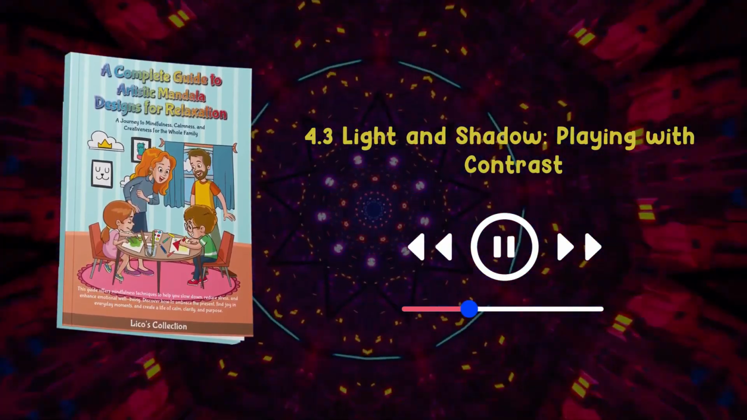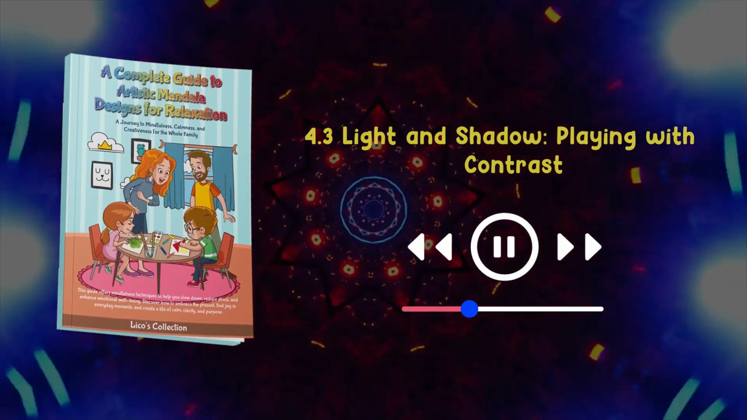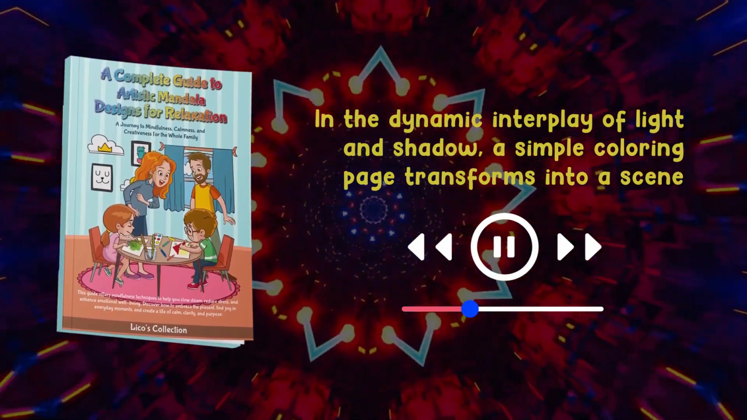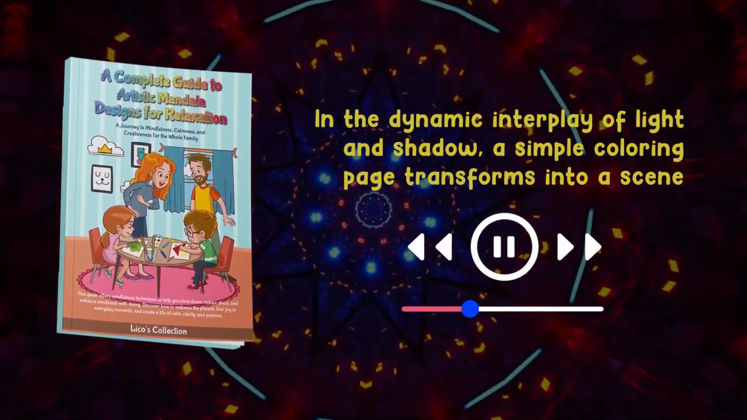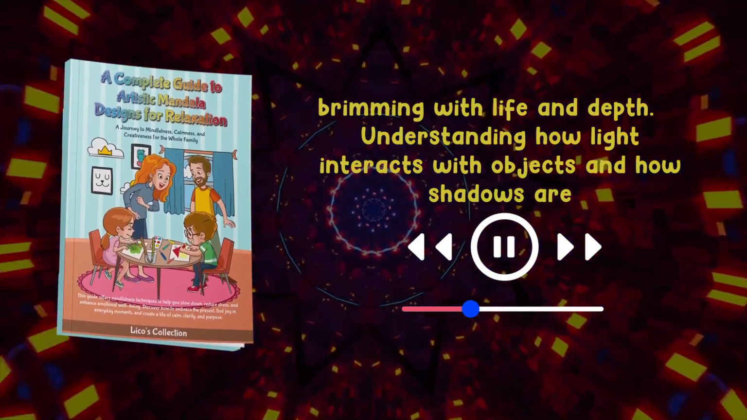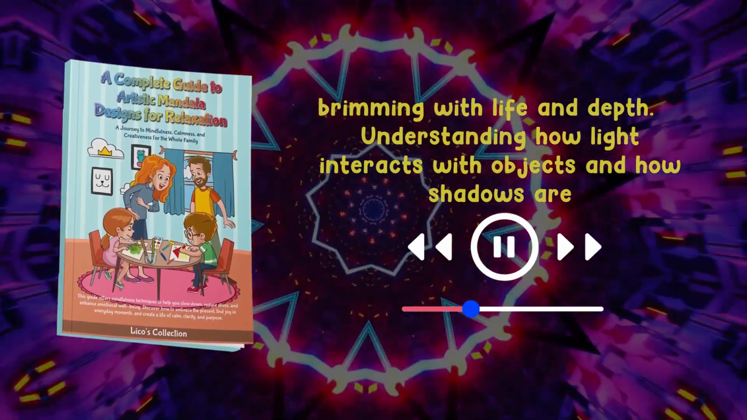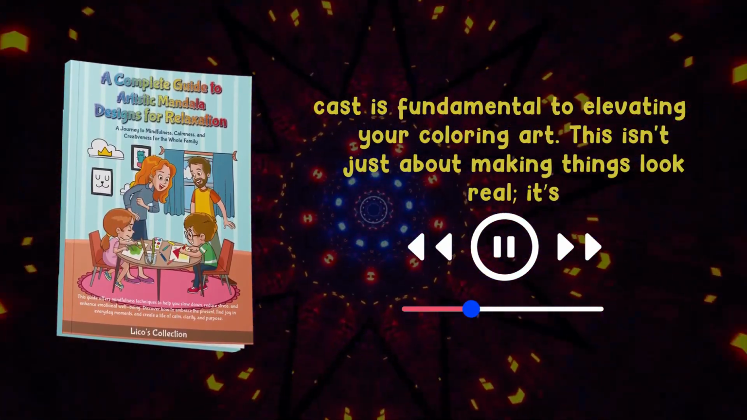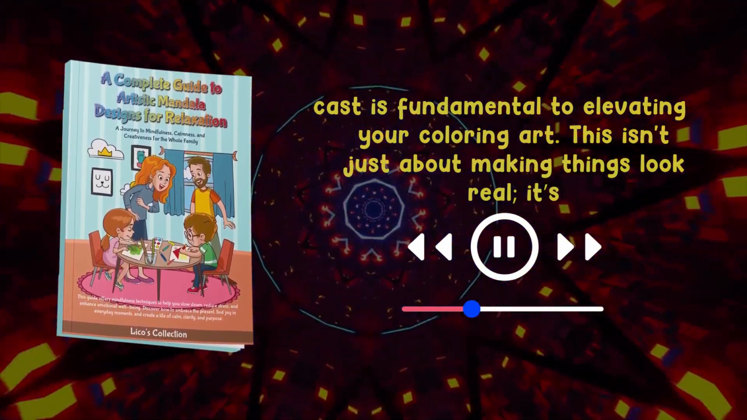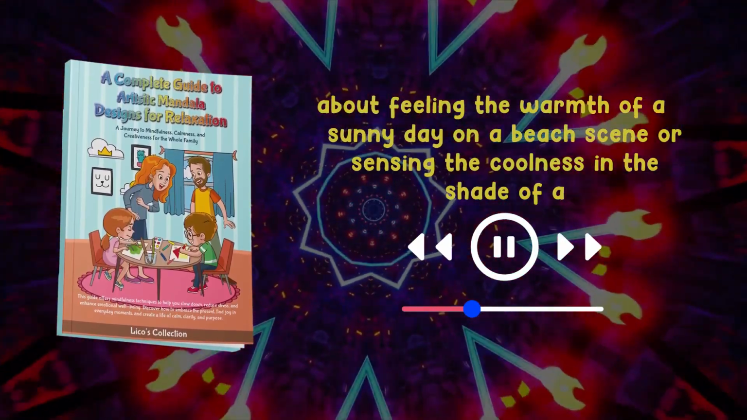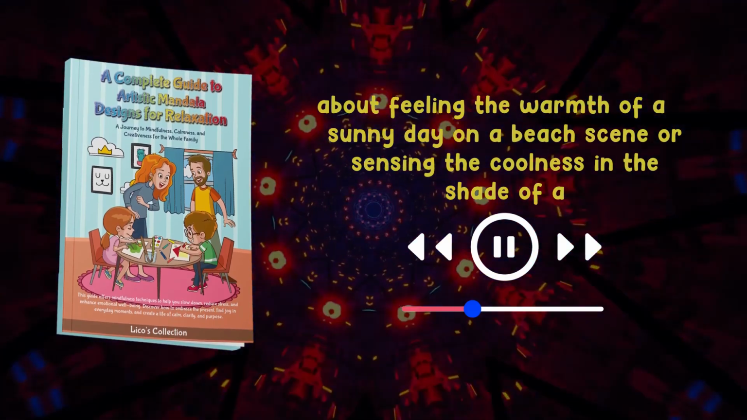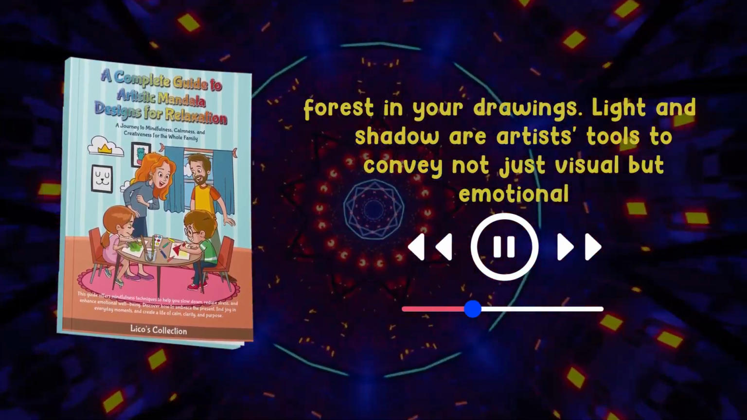4.3 Light and Shadow, Playing with Contrast. In the dynamic interplay of light and shadow, a simple coloring page transforms into a scene brimming with life and depth. Understanding how light interacts with objects and how shadows are cast is fundamental to elevating your coloring art. This isn't just about making things look real. It's about feeling the warmth of a sunny day on a beach scene, or sensing the coolness and the shade of a forest in your drawings.